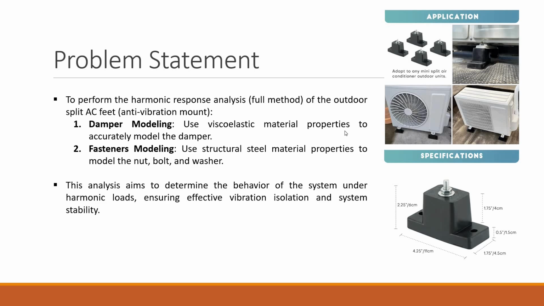The damper modeling uses viscoelastic material properties to accurately model the damper. We will use rubber viscoelastic material properties to model the damper, and for the fasteners like nut, bolt and washer, we will use structural steel. The analysis aims to determine the behavior of the system under harmonic loads, ensuring effective vibration isolation and system stability. As we know, there are two different methods to perform the harmonic simulation. The first one is the mode superposition method and the second one is the full method.